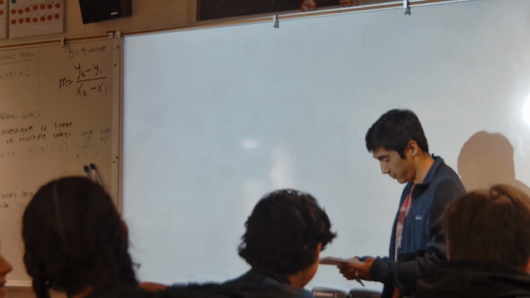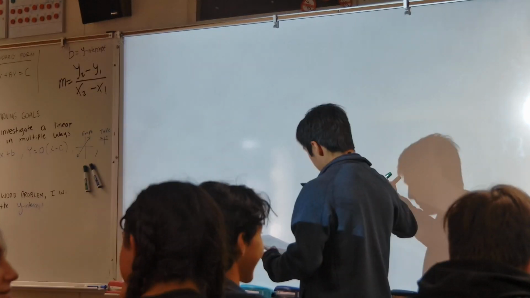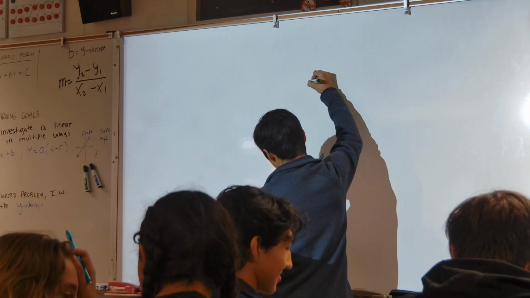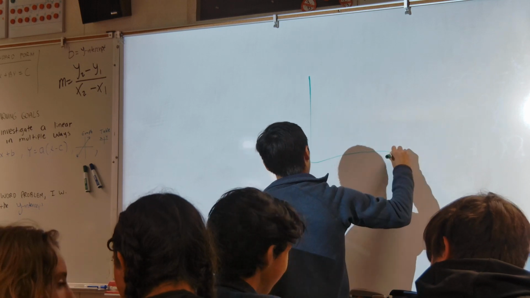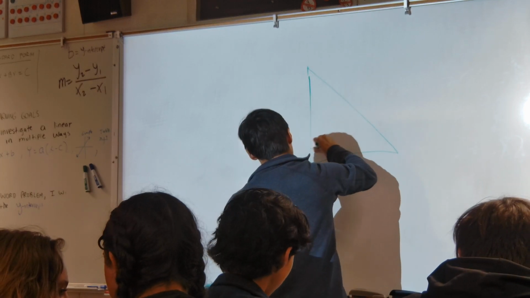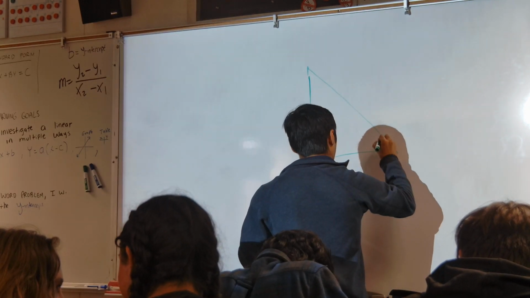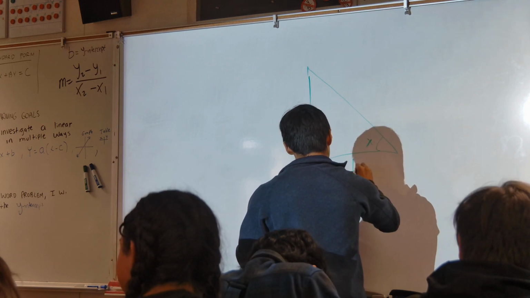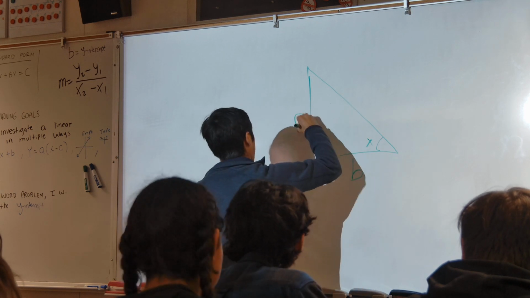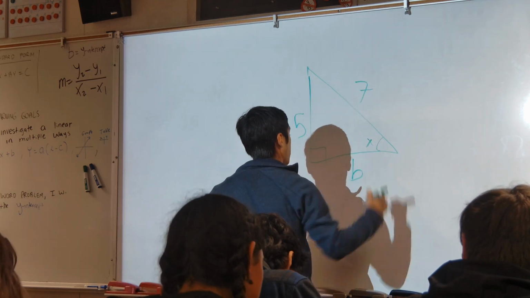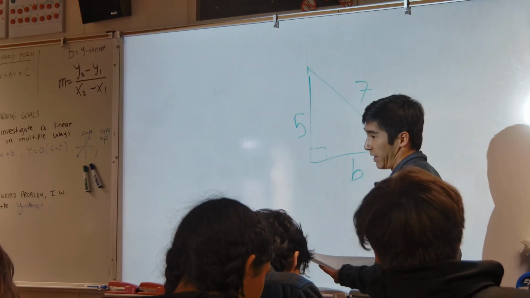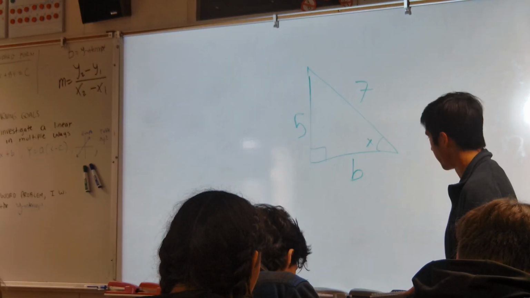Okay, for number 2, we're gonna do this one. This is pretty kind of similar. So we have this right triangle. Make it big for you guys. Right triangle. This angle, I might call it X. Call this B. This is 5. This is 7. Since I don't have much time, I just want you guys to find the angle.